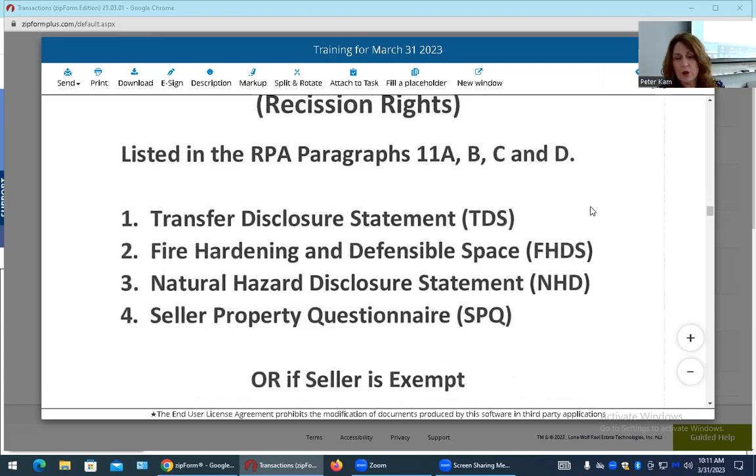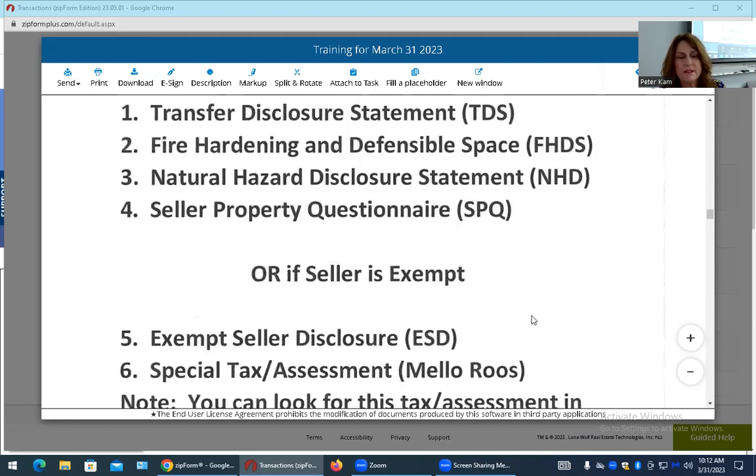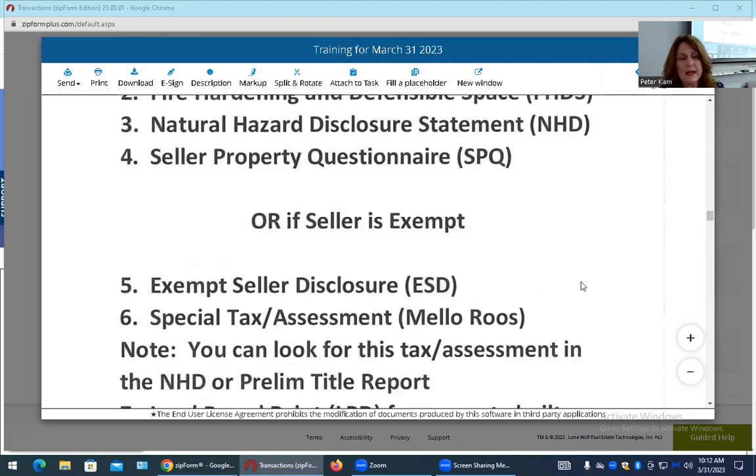Your transfer disclosure statement, TDS, is statutory. Fire hardening and defensible space, if it's applicable, and you will check your NHD report to see if that property is in a high or very high fire zone, then this form would be applicable. Your natural hazard disclosure statement is statutory, and the SPQ, or if the seller is exempt and won't be filling out the SPQ, the ESD, exempt seller disclosure, and the special tax assessments, which will include Mello-Roos.